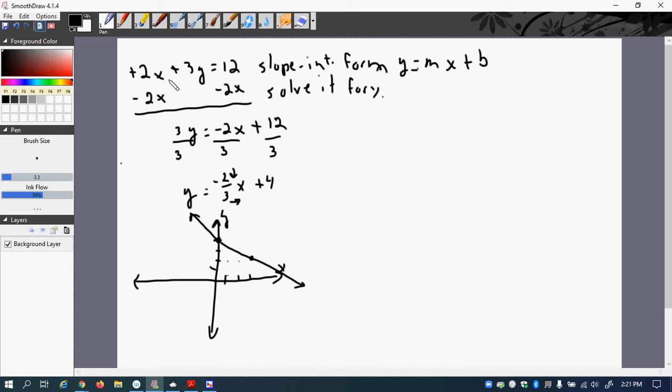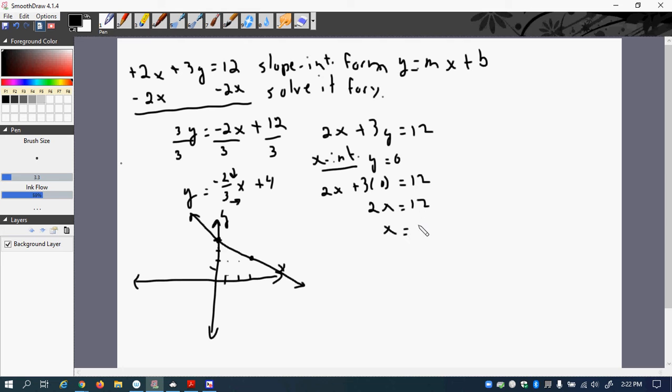Now, we learned something before, that we could have just taken this equation and solved it for the x and y intercept. So if I was going to find the x-intercept, that would be y equal to 0. So that would be 2x plus 3 times 0 equal to 12. So 2x equal to 12, x equal to 6. So 6, 0 is my x-intercept.